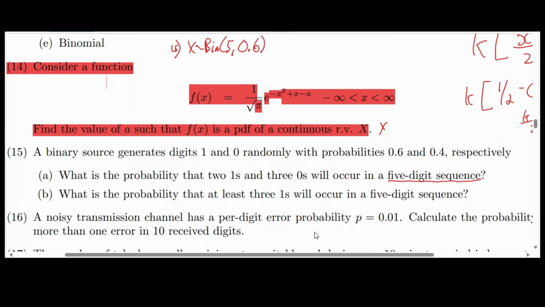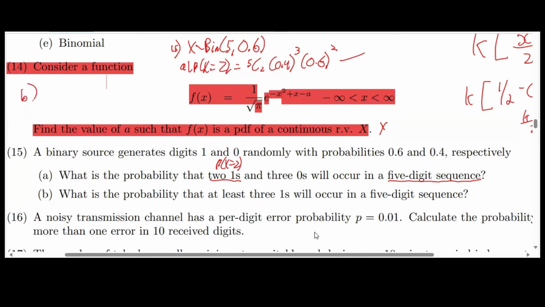So the probability that we get 2 ones, basically the probability X is equal to 2, would be 5C2 times 0.4 to the n minus x, which is 3, times 0.6 to the x. So the top adds up to 5, everything looking good. You plug that in a calculator, and you'll get that answer.